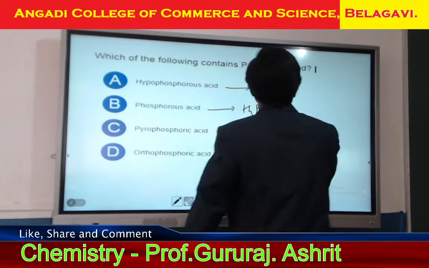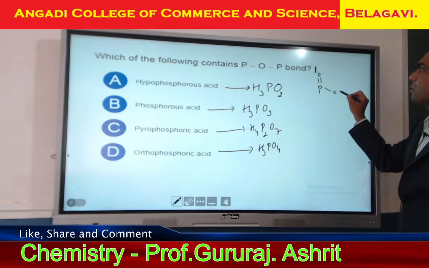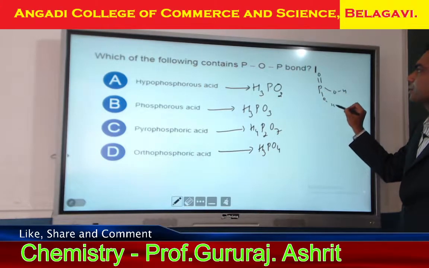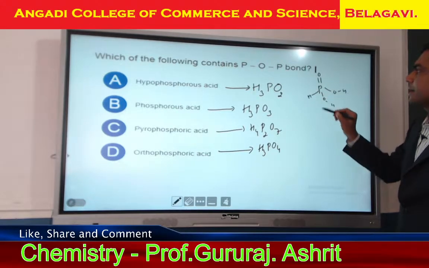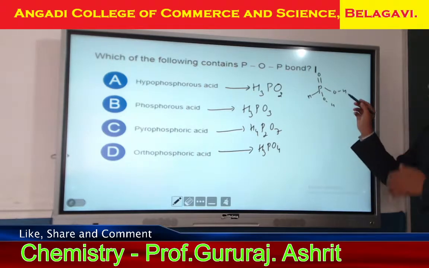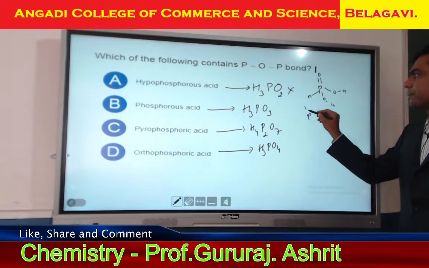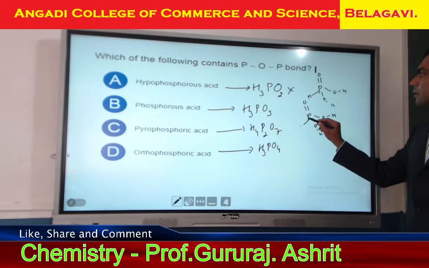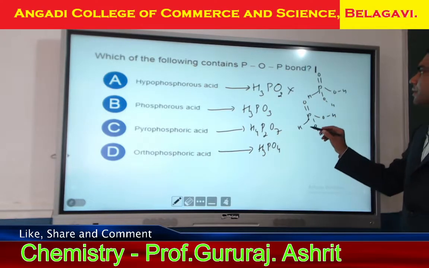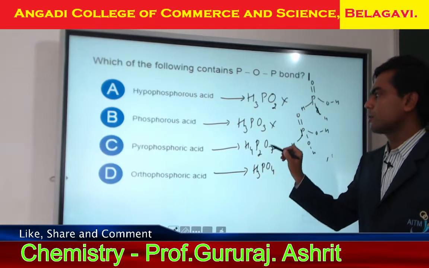When you draw the structure of this one, phosphorus in the center, double bond O, single bond OH, single bond OH, and here H. Here I want H3PO2, so I will write H. If you see, here only P-H and P-OH bonds are there, no P-O-P bond, so this is not the answer. H3PO3, P double bond O, OH, OH, and here H. Again here also no bridging oxygen, therefore this is the wrong statement. Here also H, it is not O, wrong.